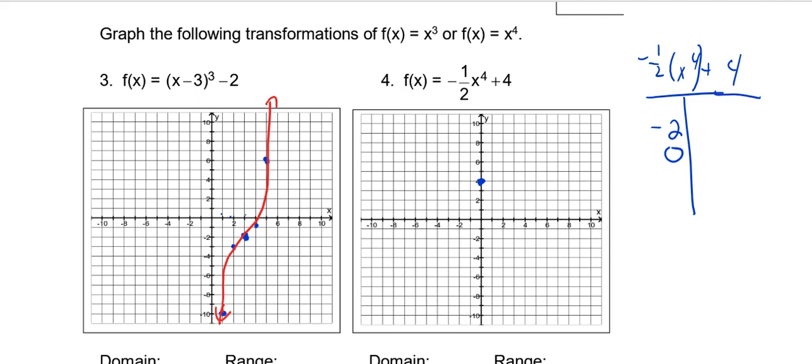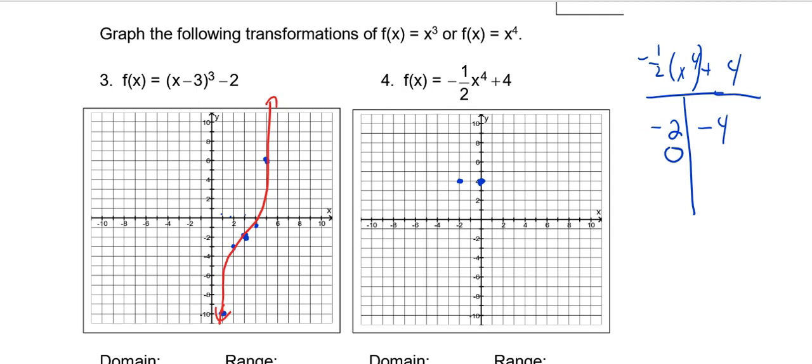Now, because this is being multiplied by a scale factor of negative 1/2, the value of a is negative 1/2. I'm going to skip 1 and pick something that is divisible by 2. So I'm going to start with negative 2 and positive 2. So negative 2, when I raise that to the 4th power, will give me a positive 16. 1/2 of 16 would be 8, but then you multiply that by a negative 1, which gives me negative 8. Negative 8 plus 4 gives me negative 4.